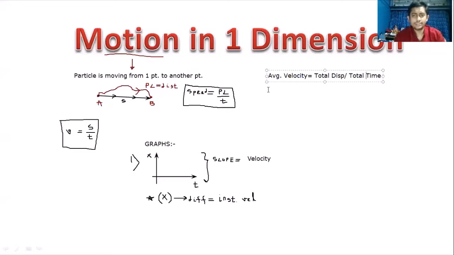This ratio is called average velocity. Total displacement by total time. This ratio is average velocity. Right? Okay, let's move on to the next graph.